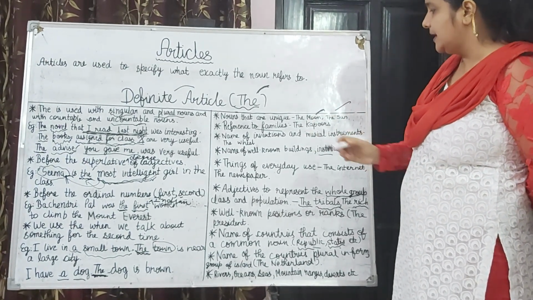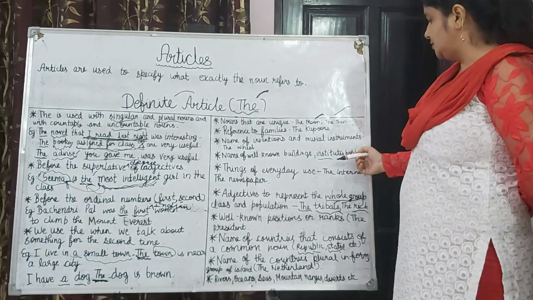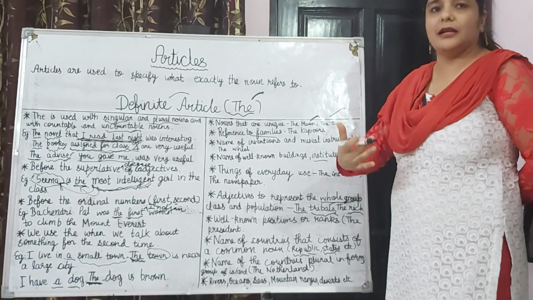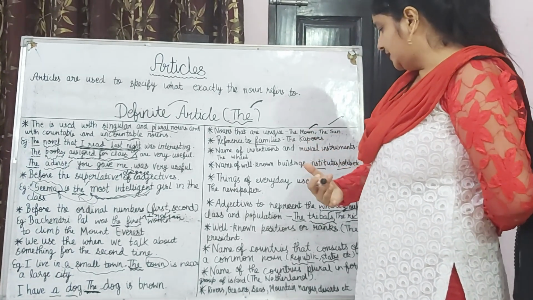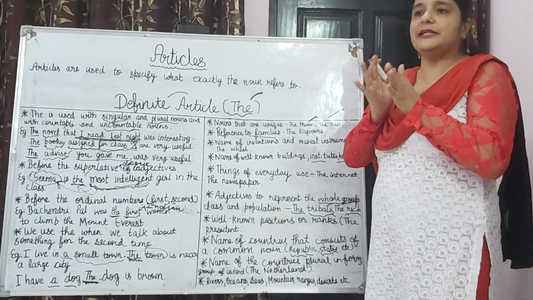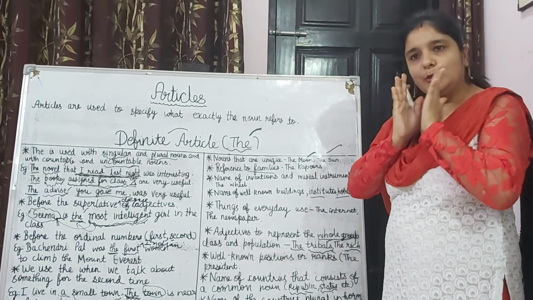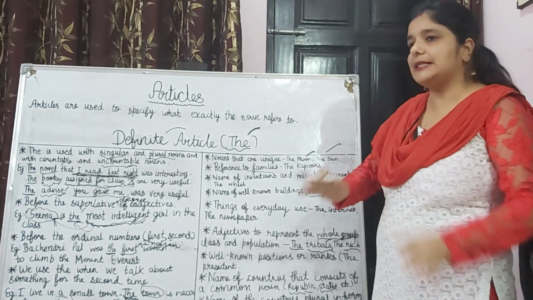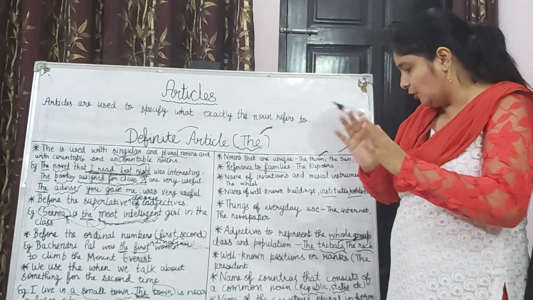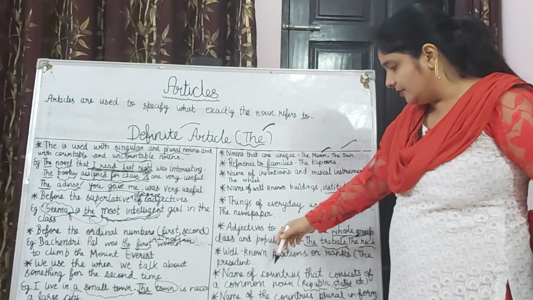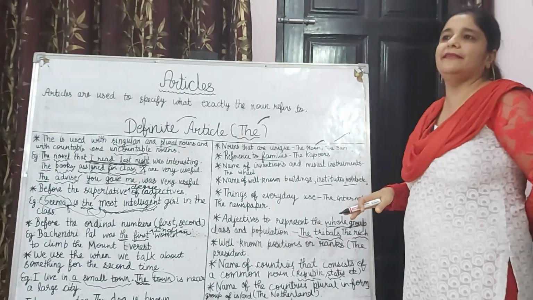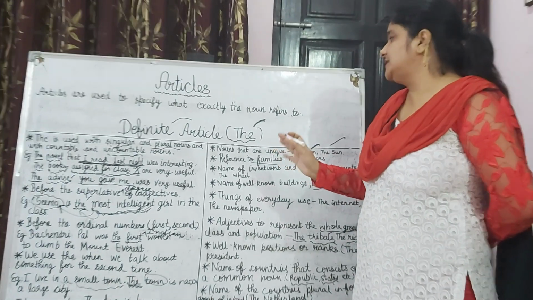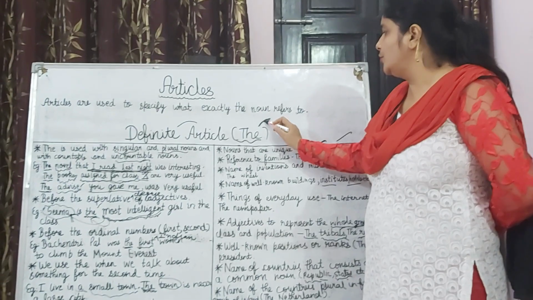names of well-known buildings, institutes, hotels, things of everyday use, adjectives to represent a class of population, then name of the countries, please remember, names of the countries that are plural in form and with a group of islands, and names of the countries that have a common noun. So with rivers, with oceans, with seas, with mountain ranges, we use the definite article. So I hope it has become clear today where we are going to use "the."